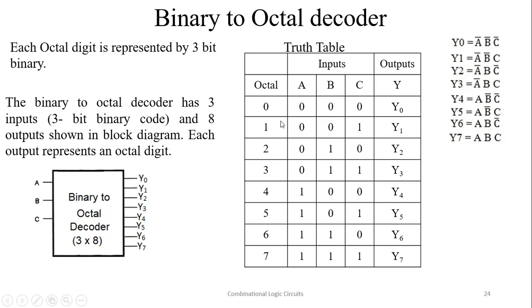For Y1, for octal 1, this pattern will be present at the inputs and Y1 will be high, this line will be high, and the remaining outputs will be 0. So the Boolean expression for Y1 is A bar, B bar, C. So these are the Boolean expressions. This is the truth table.